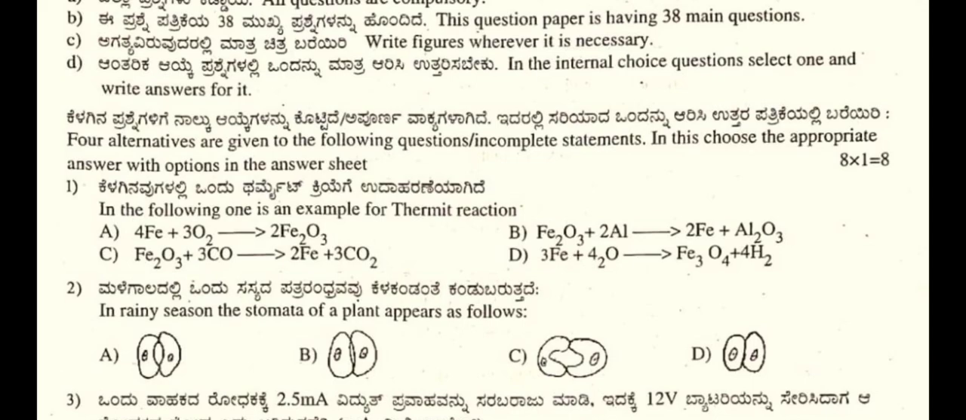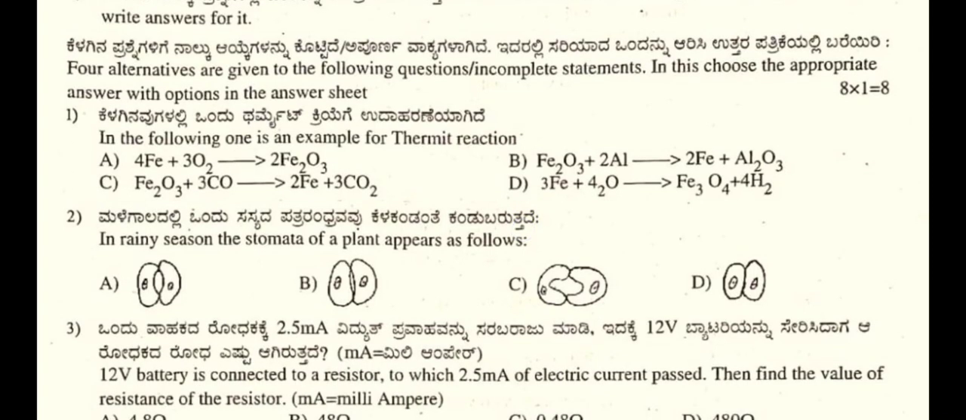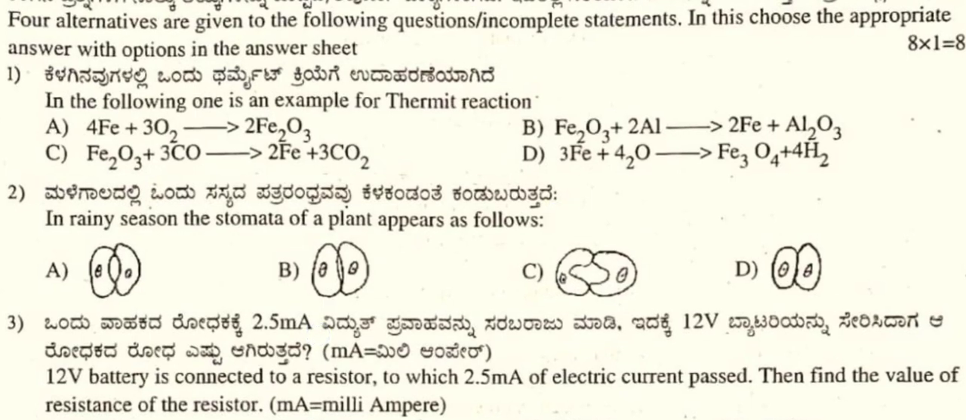Now for the first question, the following are the different chemical reactions. You have to find the thermite process among these. In all these questions, iron Fe is given common.